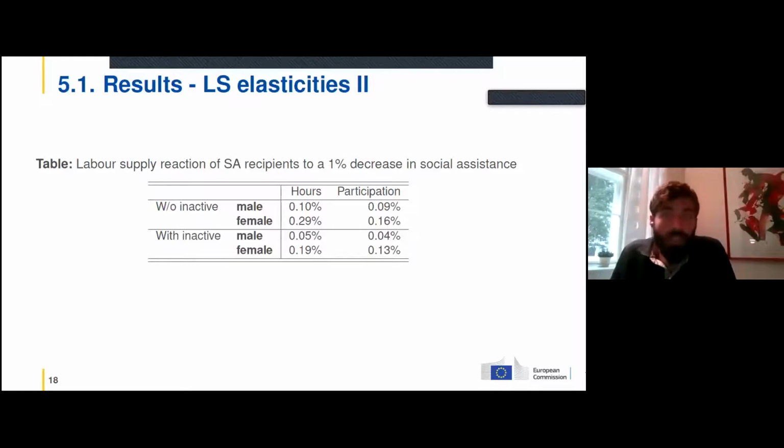And what we see here, depending on the flexible sample that we are using, for example on the hours on the left-hand side, is that a 1% decrease in social assistance will lead to a 0.1% increase in hours worked and a 0.09% increase in participation. And we see again for females, this effect is stronger. So if you decrease social assistance, you would expect a bigger impact on females than on males.